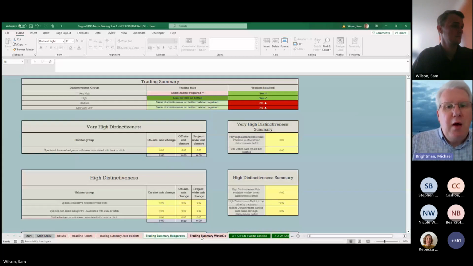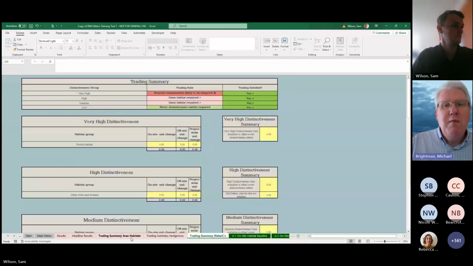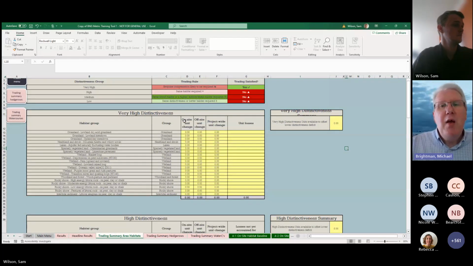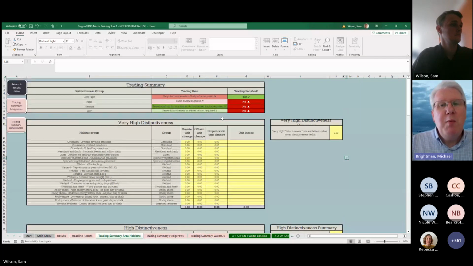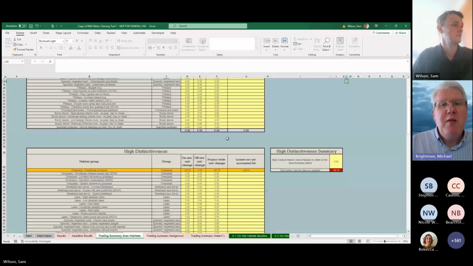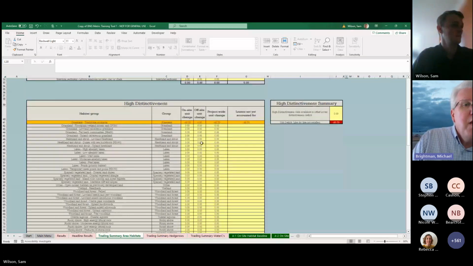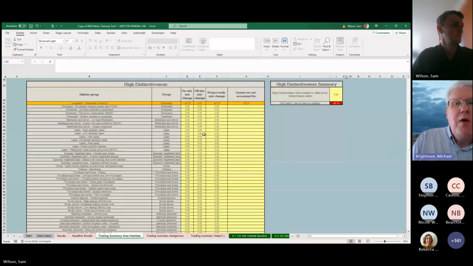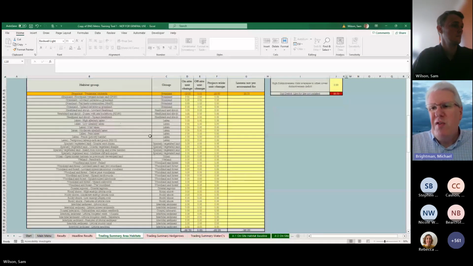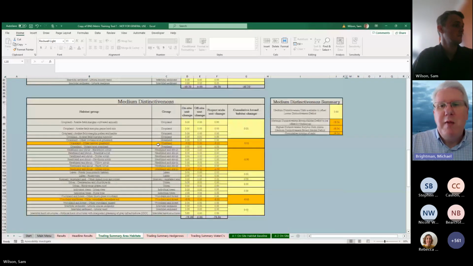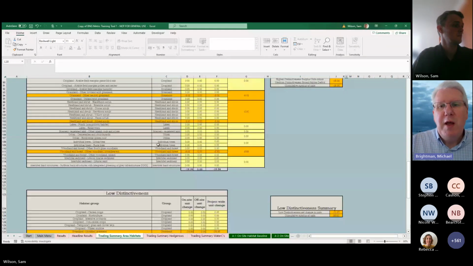So we're going to look at our trading summary for area habitats, and you'll see that on it, first of all, we'll come back to the red boxes at the top in a moment. First of all, it lists the very high distinctiveness habitats with none on site, then down to high distinctiveness, and it includes our traditional orchard that we've entered in addition, just to demonstrate. And then if we scroll down, it lists our medium distinctiveness, and then further down the low distinctiveness habitats.